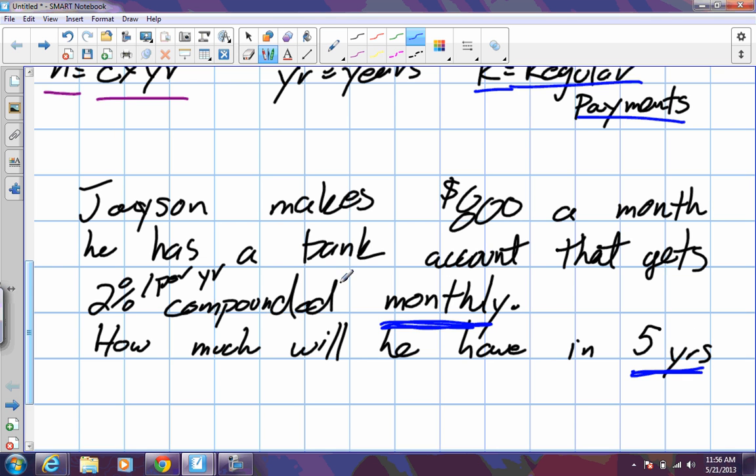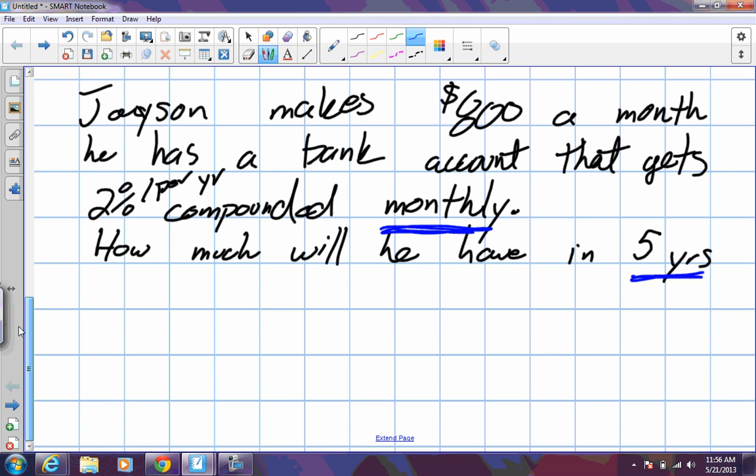So, we're going to have to define a few things here. First of all, the R, which stands for the interest rate. Our R in this case is 2%. We have to turn this into a decimal. What will 2% be as a decimal? Yes, good. So we need to write it as 0.02.